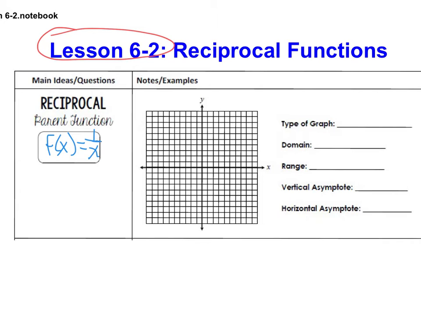So this entire unit 6 is about fractions. They are called rational functions because a ratio is a fraction. So this is our parent function, 1 over x.